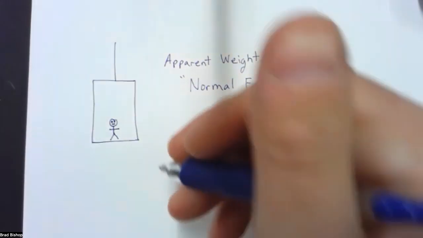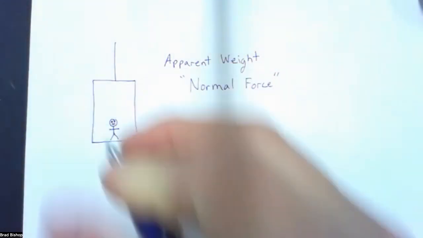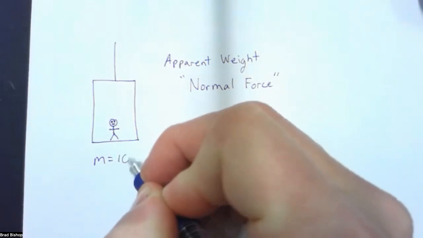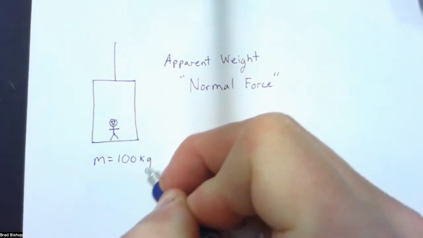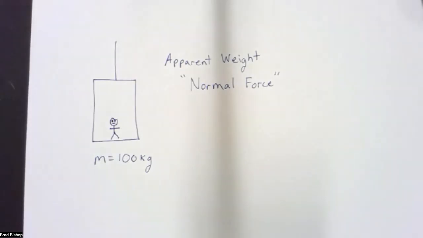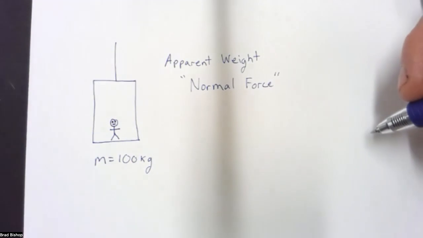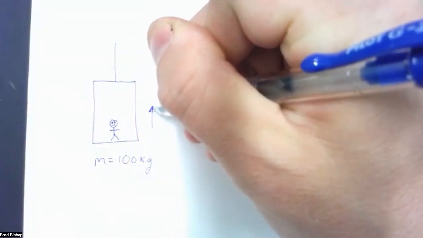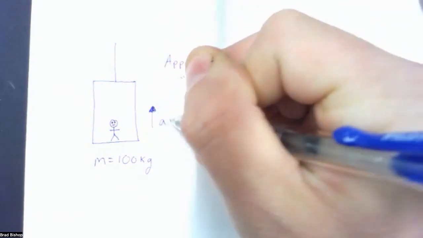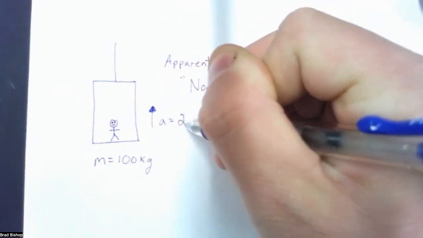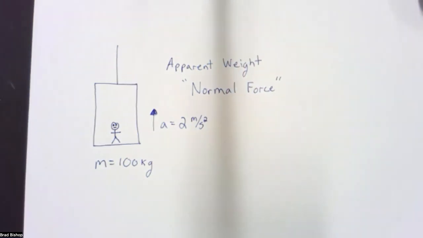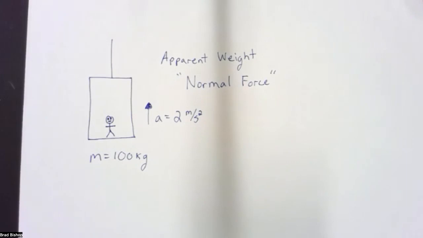So for this problem, let's say our person, whoever he is, has a mass of 100 kilograms. And let's say our person with a mass of 100 kilograms is in an elevator that is accelerating upwards. And let's say the elevator is accelerating upwards at a rate of 2 meters per second squared. And maybe the question asks, what is the apparent weight?